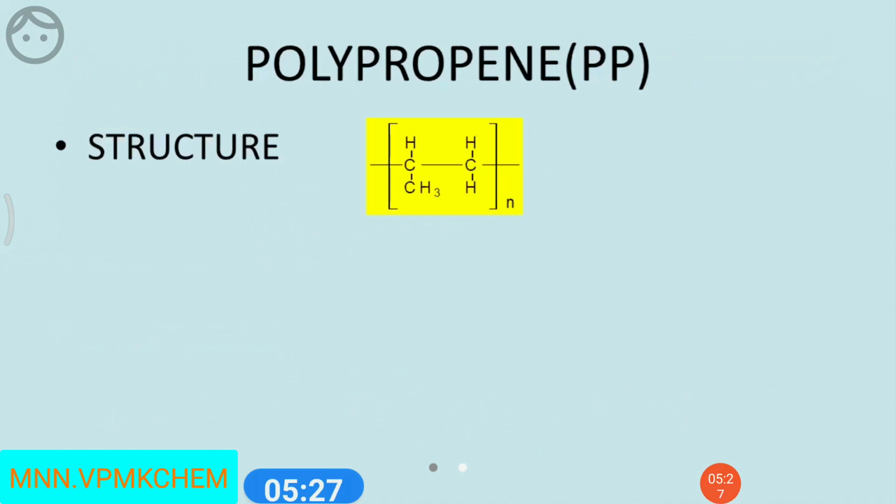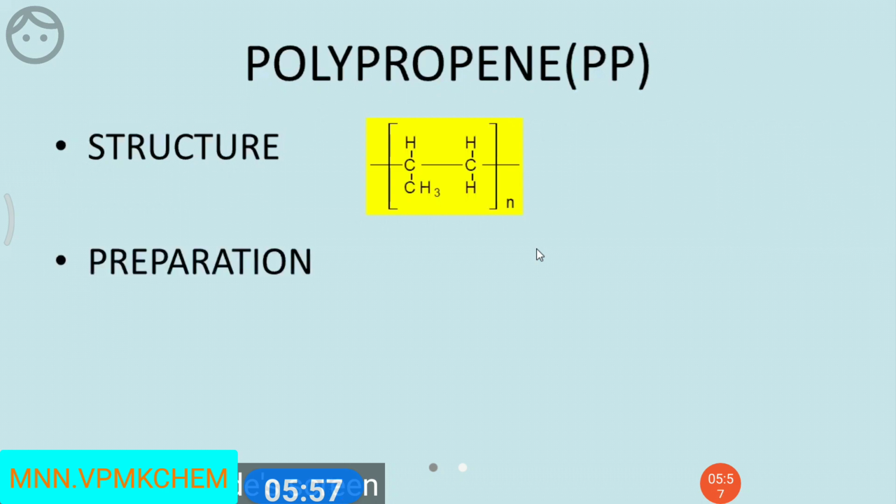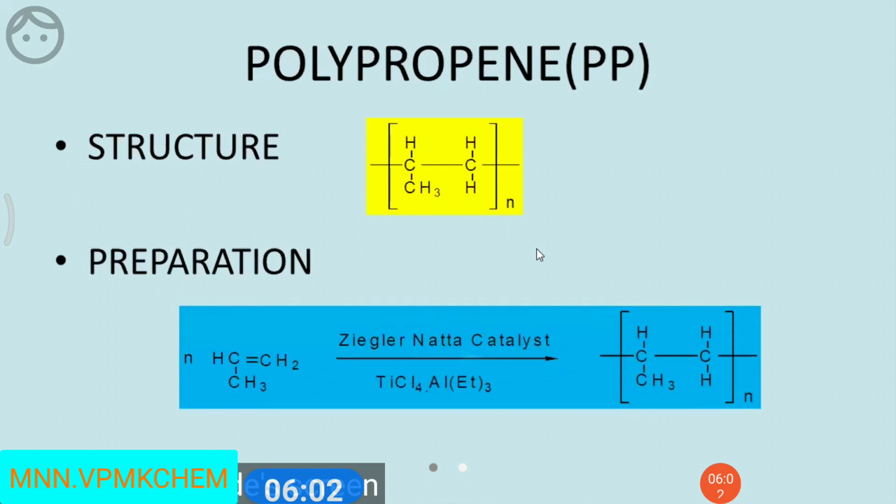The next addition polymer is polypropylene, in short also referred to as PP. This is an addition polymer formed from propylene when it undergoes the polymerization process. The structure is like this when we have polymerization of n molecules of propylene. The preparation of this polypropylene can be represented with this.